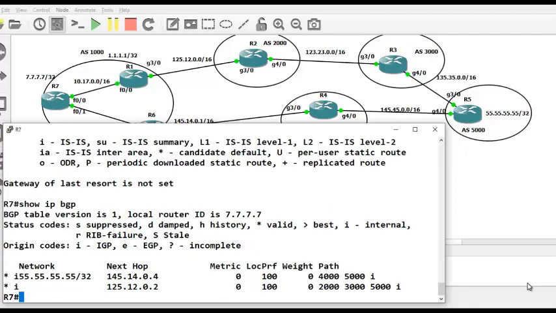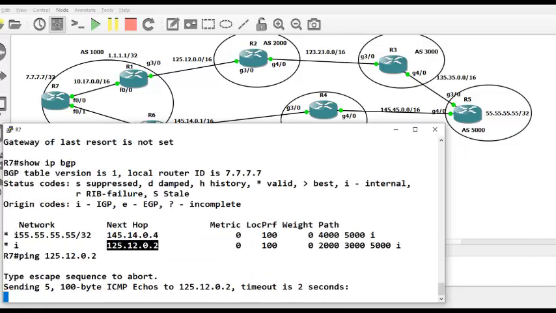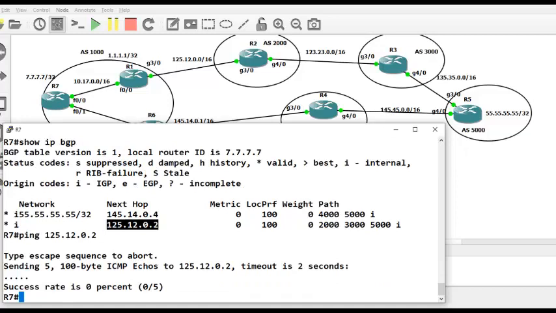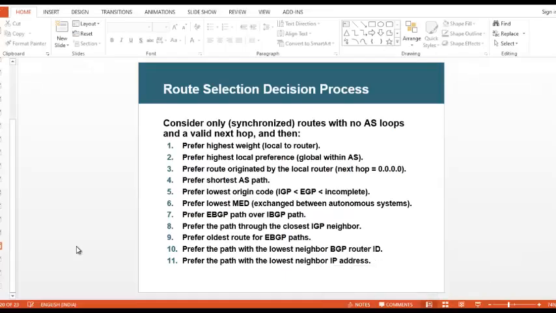Why? Because this next hop is the next hop which is carried into IBGP. This is the next hop of EBGP. R7 does not know where this next hop is. See, ping and see. R7 has got no idea where this next hop is. Neither this next hop nor that next hop is known. This is what we learned. The next hop needs to be a reachable one. That is the very first point.